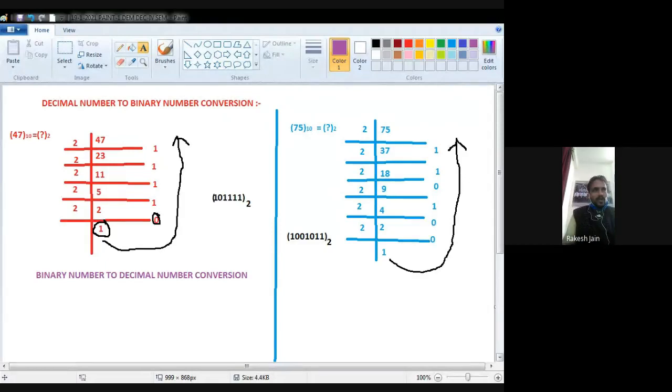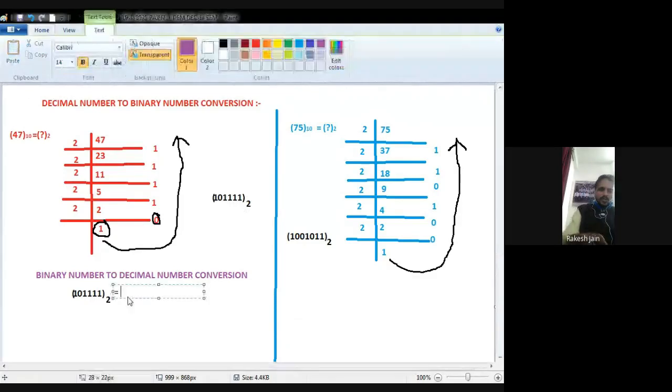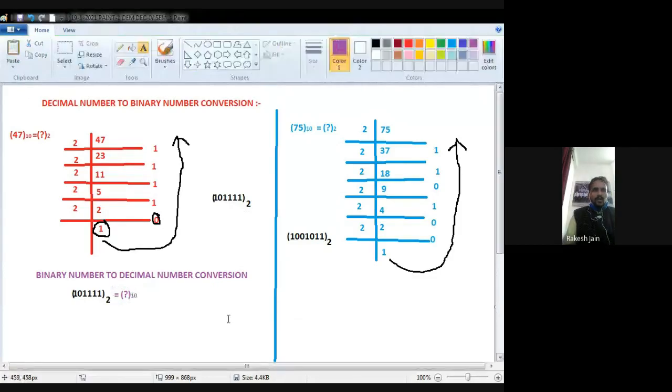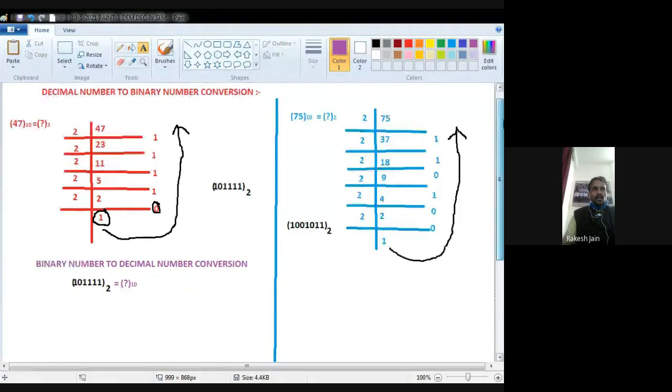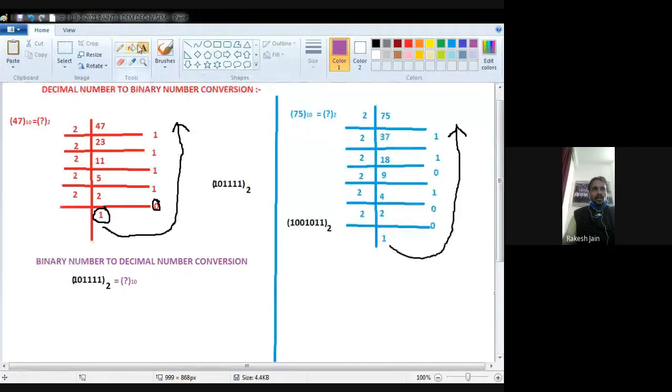What I want to say is, first of all, let's suppose I have a binary number 101111 with base 2. This is my question. Let's suppose you have a binary number, and you have to convert this number into a decimal. How can I understand that I have to convert it into decimal? By seeing that the base is 10. So it means I have to convert the number into a decimal number. Okay, now how can I convert?